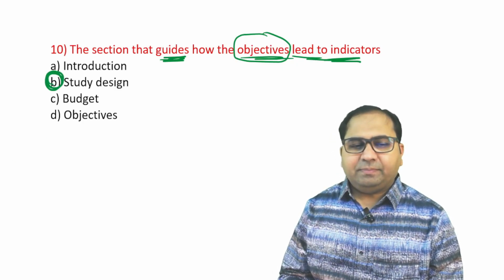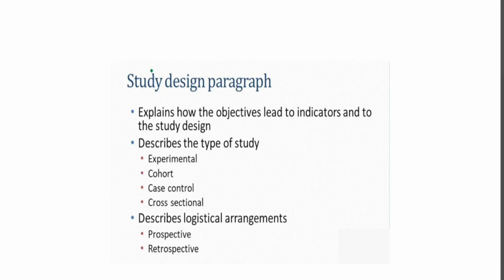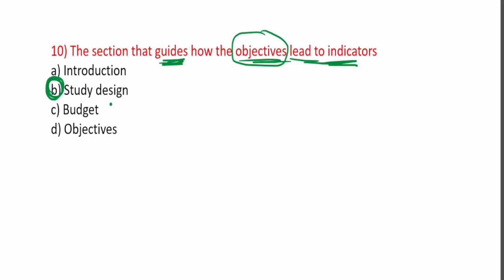B, study design. See this information regarding the study design paragraph. It explains how the objectives lead to indicators and to the study design. So the first statement itself is the question. Okay.